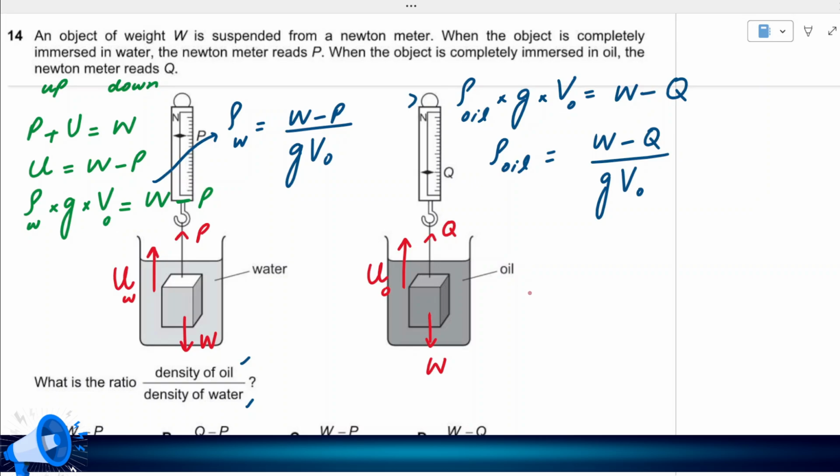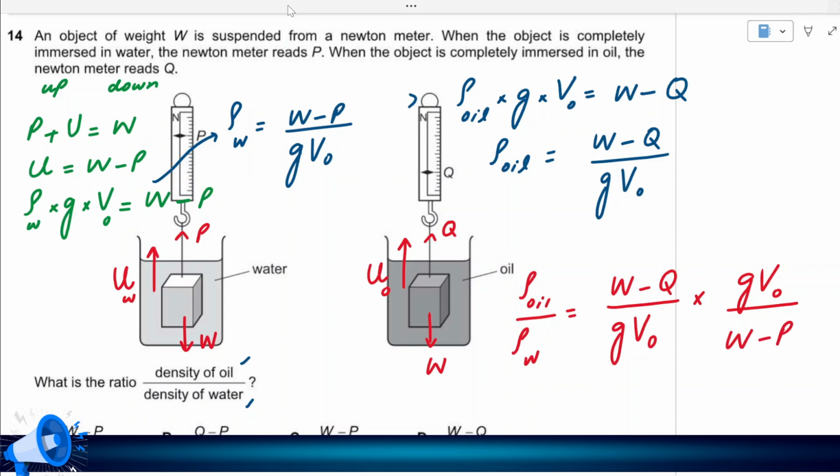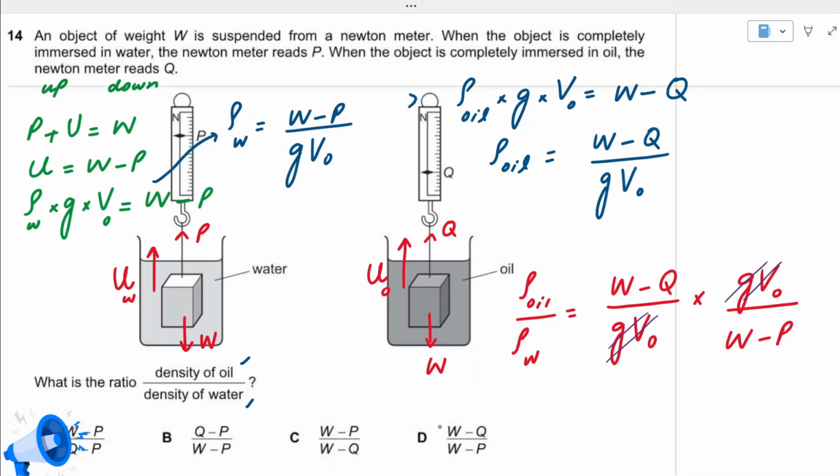And what are we supposed to find? Density of oil divided by density of water. So the first expression, this is the density of oil, divided by the second one, which I'm going to take the reciprocal. g V naught divided by W minus P. And you see clearly that this stuff would be cancelled out. And what are you left with? W minus Q divided by W minus P.